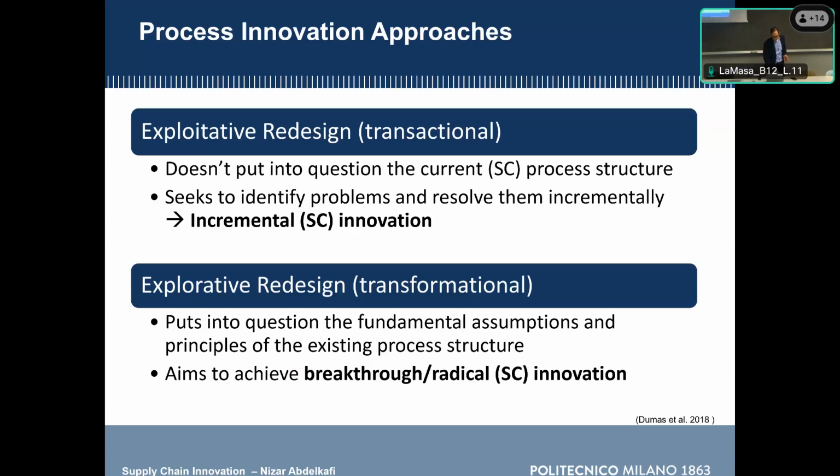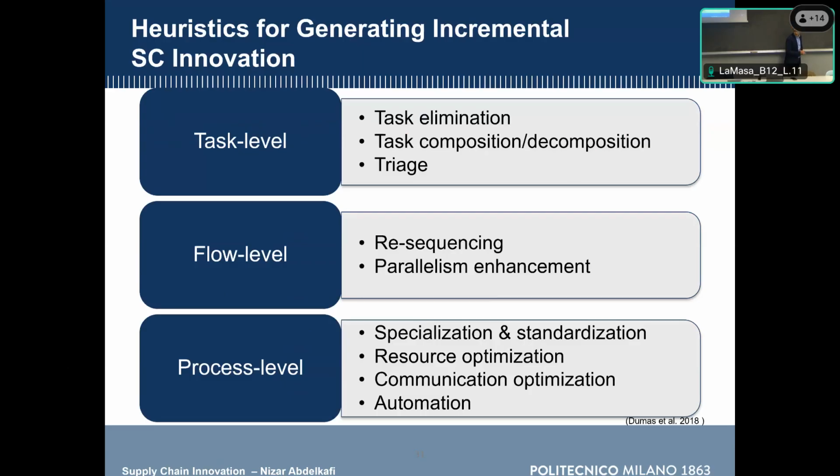So, yeah, let's go for them. Okay, we call them heuristics. Yeah, we can call them principles. Heuristics because you are not very sure that when you apply them, you will get an optimized process, okay? So it is a heuristic, so you may get a better process, you may not, but you have to check this out. We have three types of heuristics.